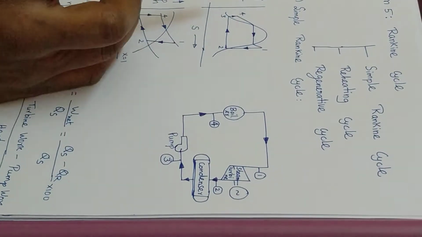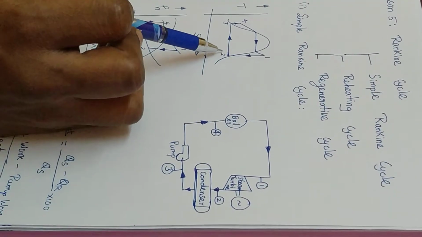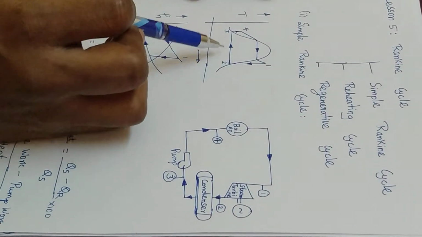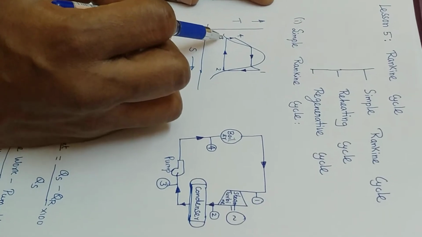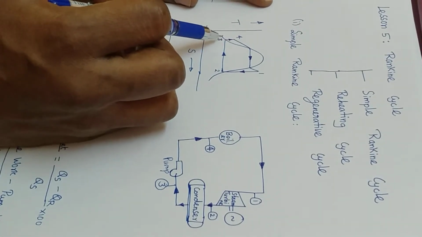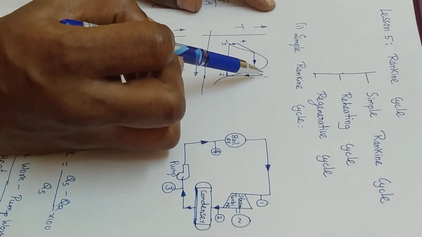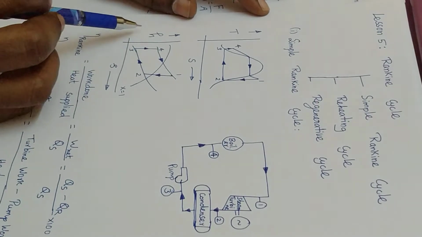And this is what is shown in the TS diagram. So 1 to 2 is isentropic expansion, 2 to 3 is constant pressure heat rejection. Here the temperature is also constant because the phase change occurs. Between 3 and 4 it is an isentropic compression process, and between 4 and 1 it is constant pressure heat addition in the boiler. And the same thing is shown in the HS diagram.